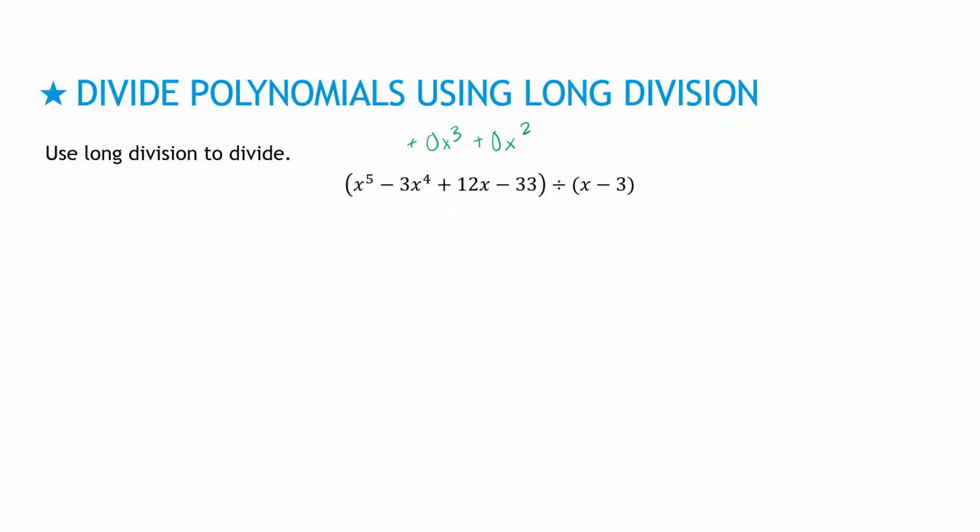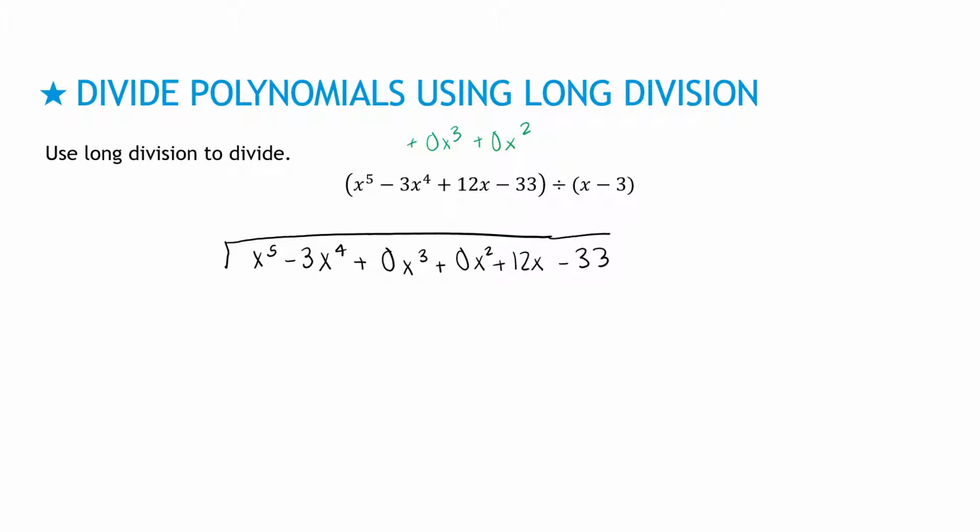So again, to do my long division, inside I'm going to take x to the 5th minus 3x to the 4th plus 0x to the 3rd plus 0x squared plus 12x minus 33. And then x minus 3 on the outside. Now I'm going to follow the same steps I did before, first comparing x to the 5th, knowing that I'd have to multiply by x to the 4th. Again, you can also do x to the 5th divided by x. I'm not going to do that anymore. That's not the way I do it, but please feel free if you can't do that multiplication yet.